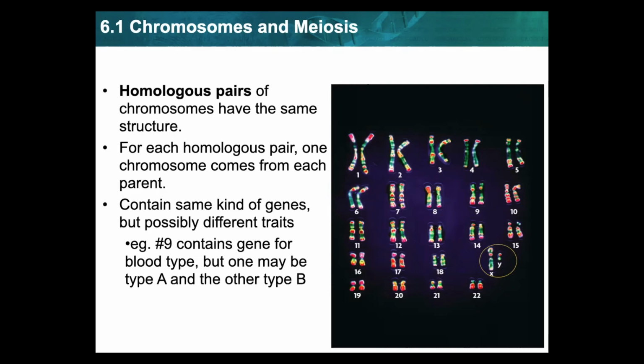So homologous means similar, but not always the same. They contain the same kinds of genes, but might have different traits. So as I mentioned, number 9 codes for blood type, but the mom might have A, dad might have B. And so you'll have different variations in those blood types based on who you have it from.